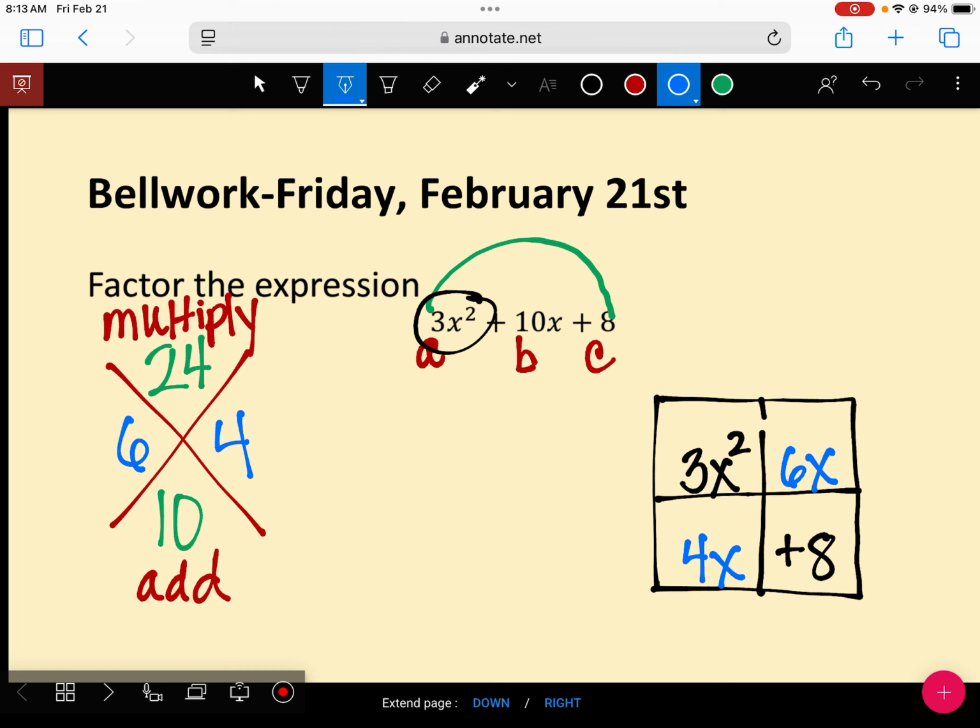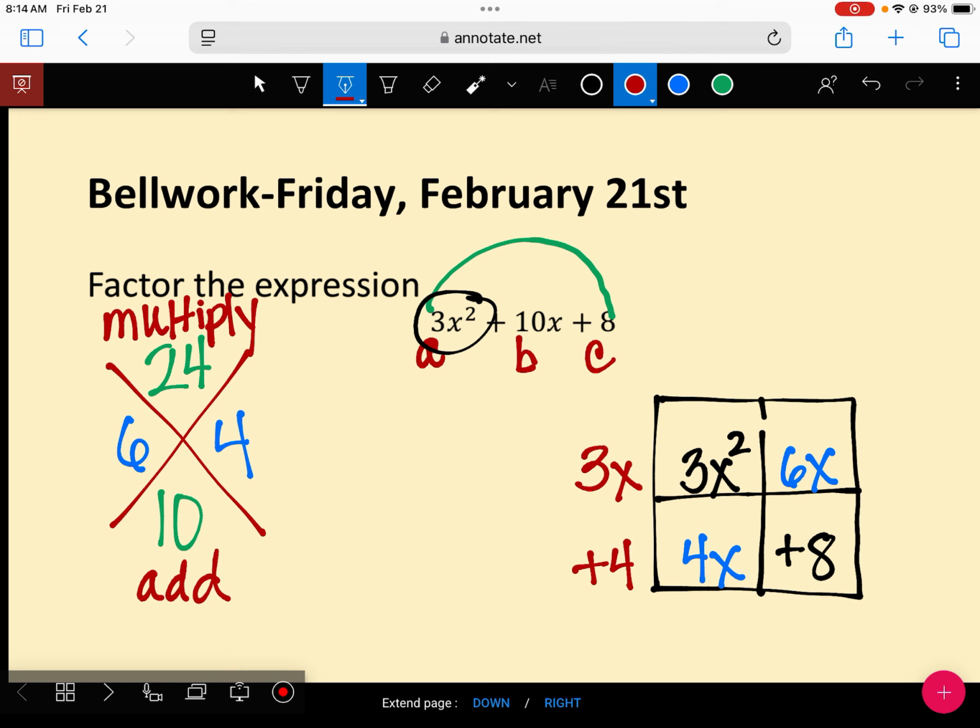So let's take out our greatest common factors. When you're looking at this row here, what can I take out of both of these boxes? What do they both have? What number goes into 3 and 6? 3. So we can take out a 3 and we can also take out an X. The bottom row, we can take out a 4, because 4 will divide into 8 and 4.